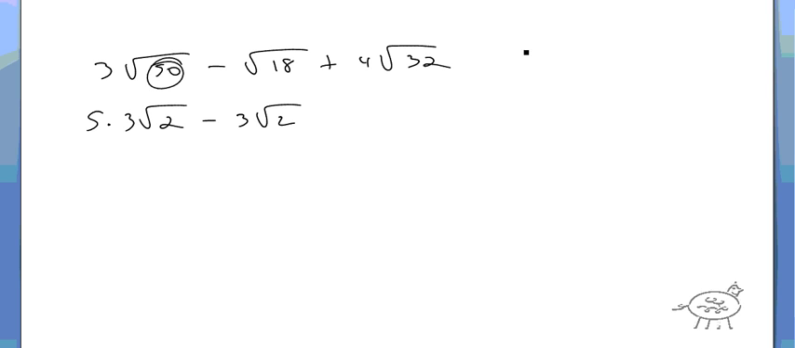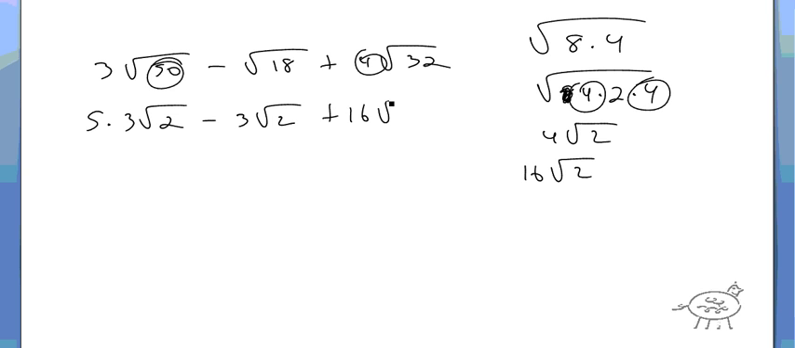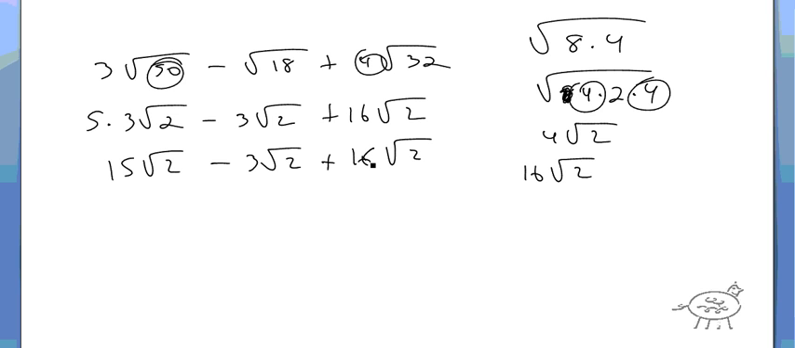And 32, now some of you might say, oh, it's 8 times 4. And that's okay, but 8 is also 4 times 2 times 4 then. So I can actually pull a 4 out. That's probably the best way. But you already have a 4 here, so it's really 16 root 2. So plus 16 root 2. So I have 15 root 2 minus 3 root 2 plus 16 root 2. And 15 minus 3 is 12. 12 plus 16 is 28 root 2. Okay, a couple more here.